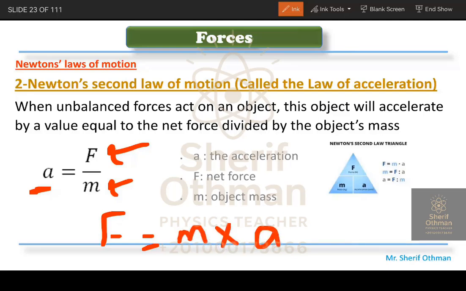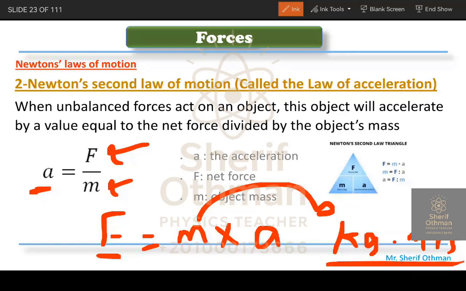From here we can find another measuring unit for force, which is kilogram of mass and meter per second squared. So the new measuring unit of force is kilogram meter per second squared.